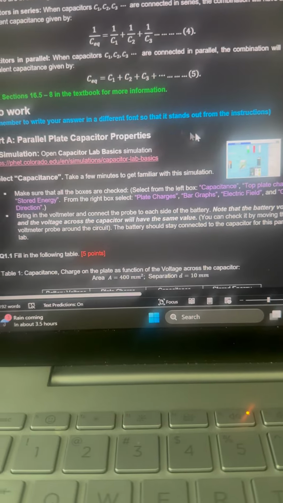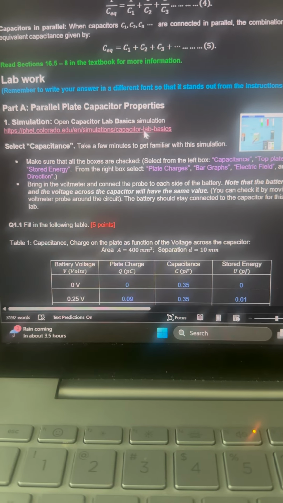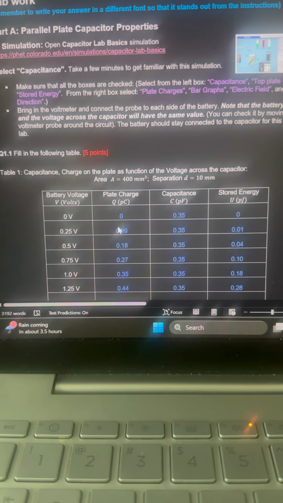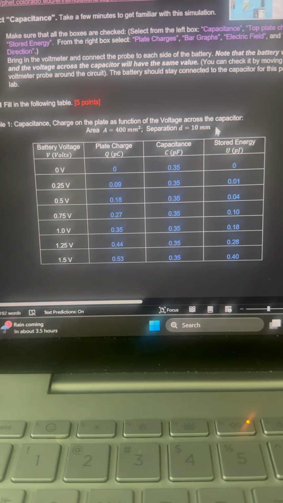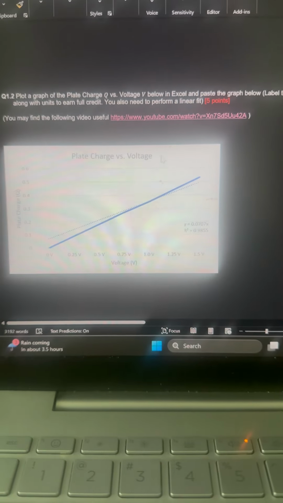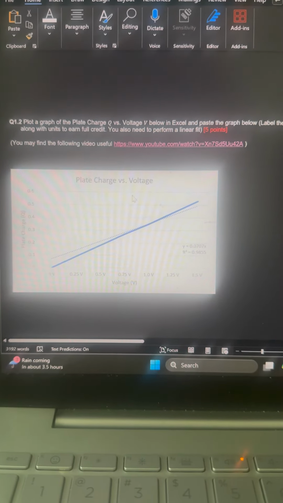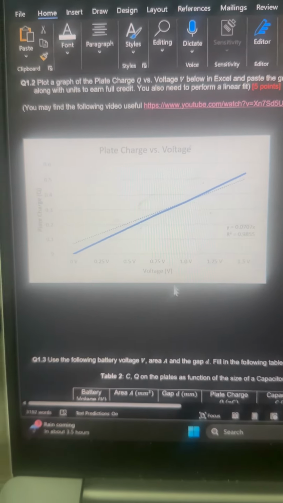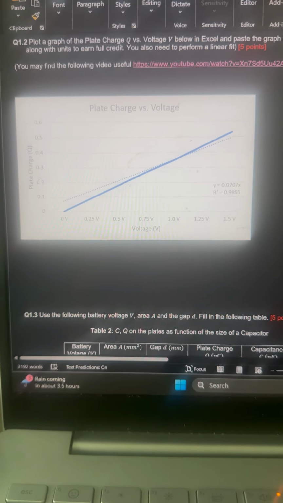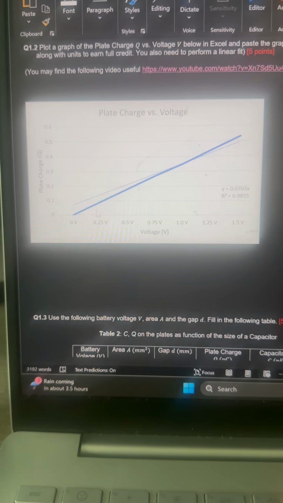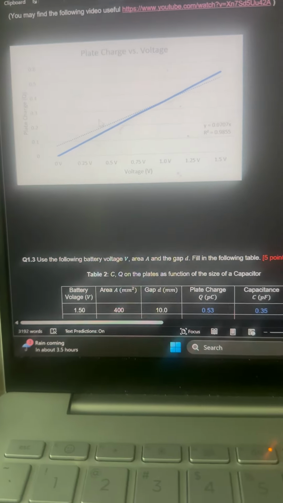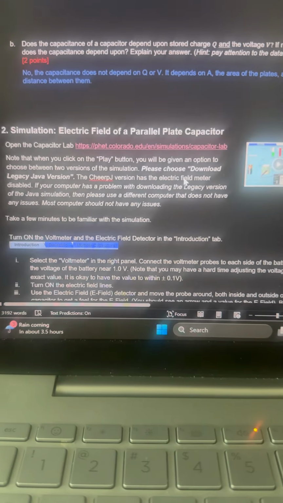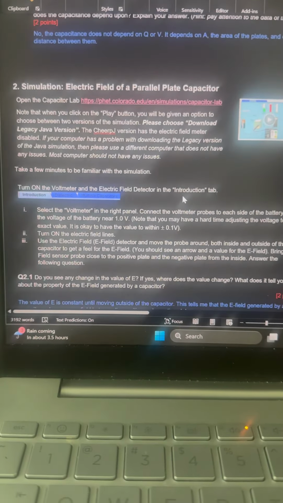So the first thing that we did was we analyzed parallel plate capacitor properties by looking at voltage, plate charge, capacitance, and stored energy. The area that we used was constant, and the separation that we used was constant. With the information, I plotted a plate charge versus voltage graph, which clearly shows the linear relationship between voltage and plate charge, given by the equation Q equals CV, where C is the slope of the line and the capacitance.